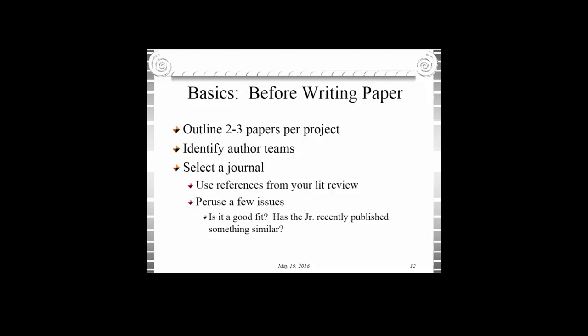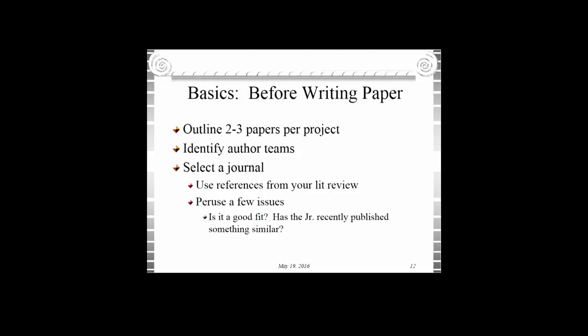Also, identify author teams, and I'm going to circle back around to authorship in a minute. Select a journal that you're going to target. There are thousands of journals out there now, and we all know the basic ones in our field, but they're proliferating all the time, and you want to think about what are the best journals for you. Avoid the so-called predatory journals. Again, I'll say a little bit about that at the end.